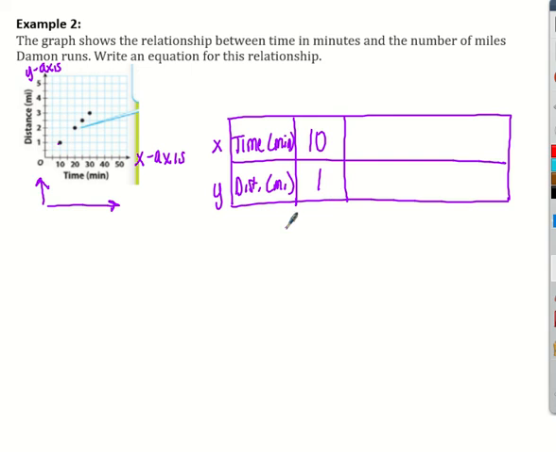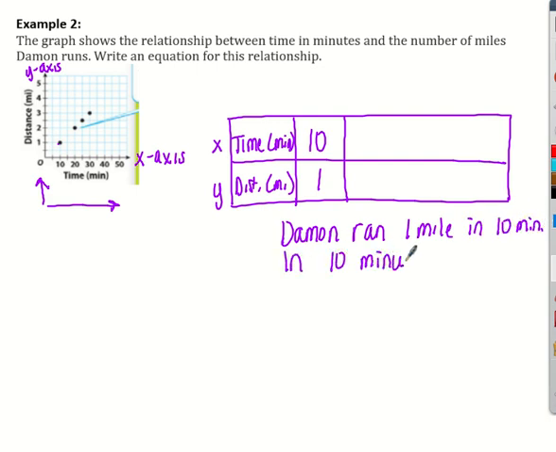That means in 10 minutes, Damon ran 1 mile. Let's write it here. Damon ran 1 mile in 10 minutes. Or it could be the same as in 10 minutes, Damon ran 1 mile. Either way, translate the same, right? So this was my first ordered pair. I went over to 10 and up to 1. Okay, so my second ordered pair is going to be 20 to 2. So my second one, I have 20 minutes and he ran 2 miles.